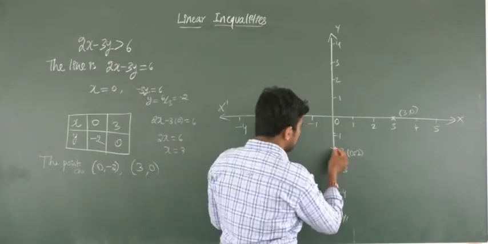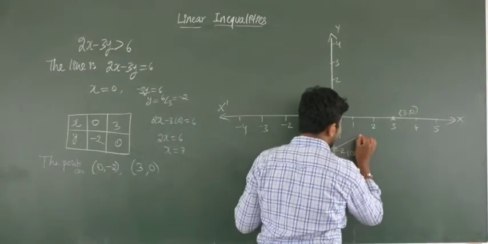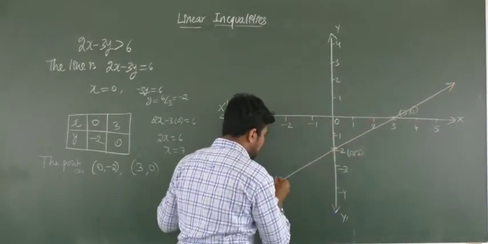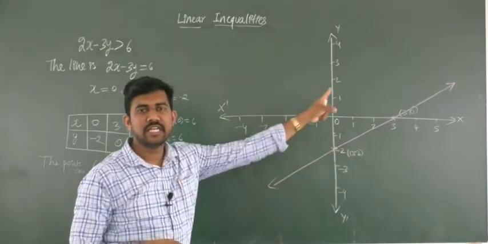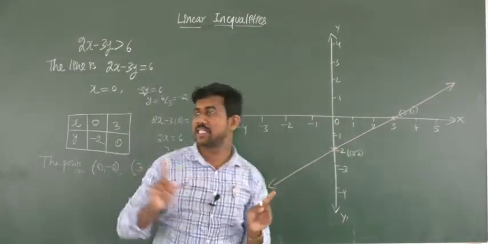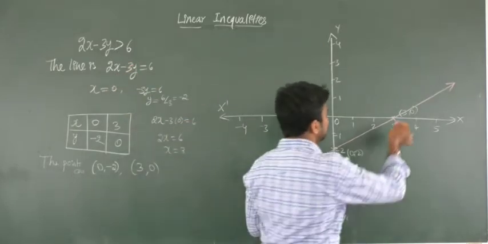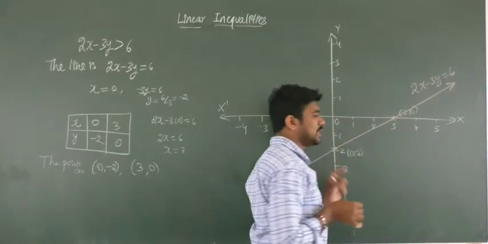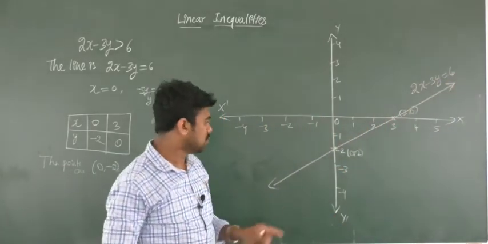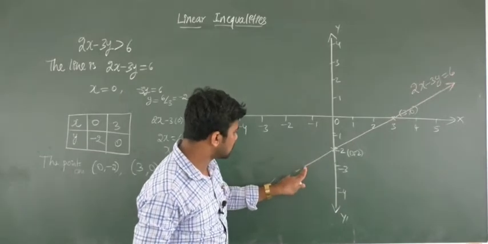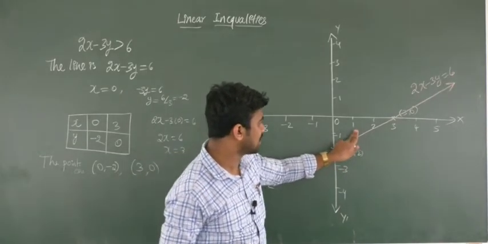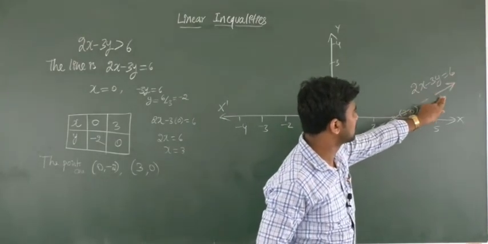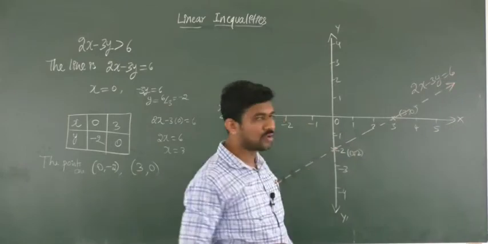Now join the points and continue that line, with an arrow mark. Here also continue it, and mention the equation of this line. The equation is 2x minus 3y is equal to 6. So we have to draw a dotted line, because the given inequality is a strict inequality. So you can draw a dotted or broken line, like this. This is a broken line.